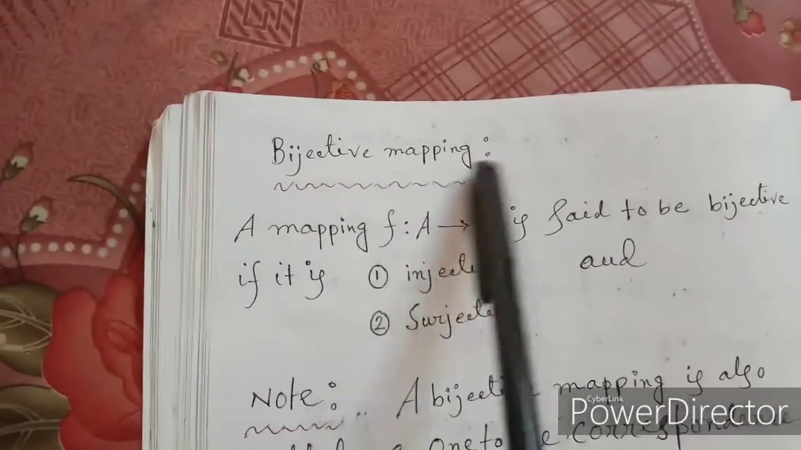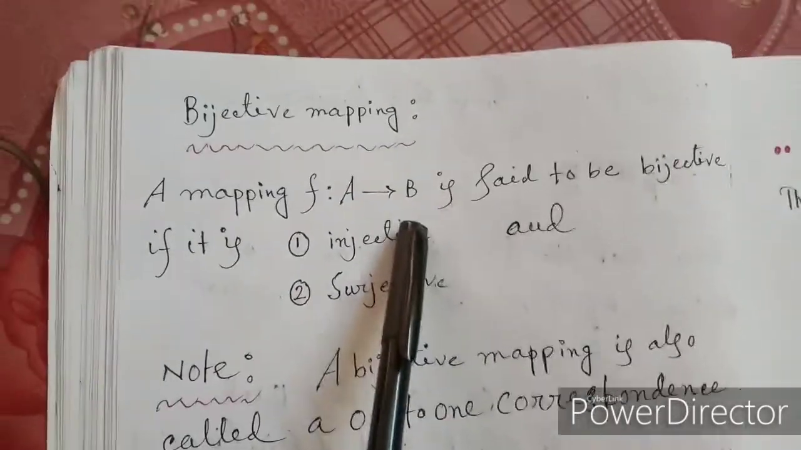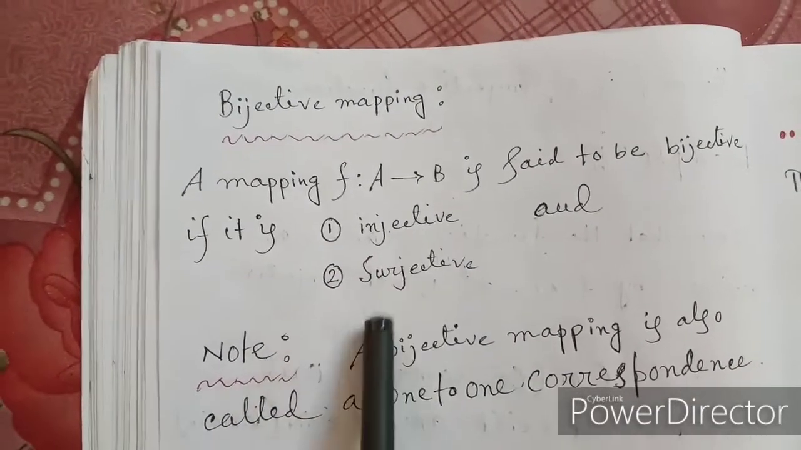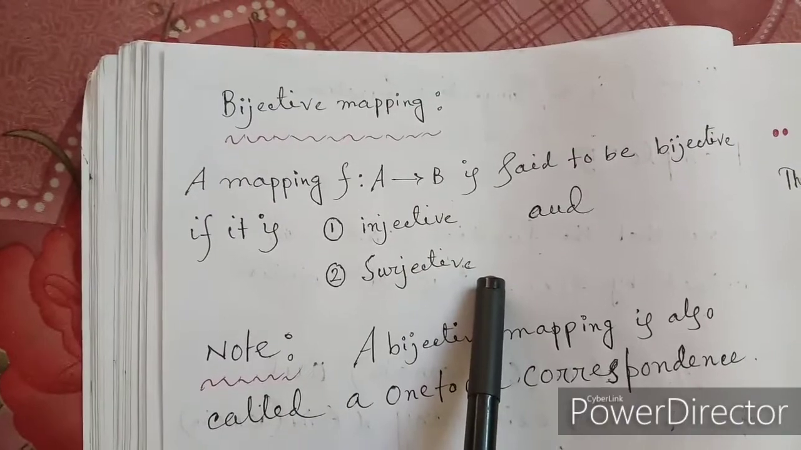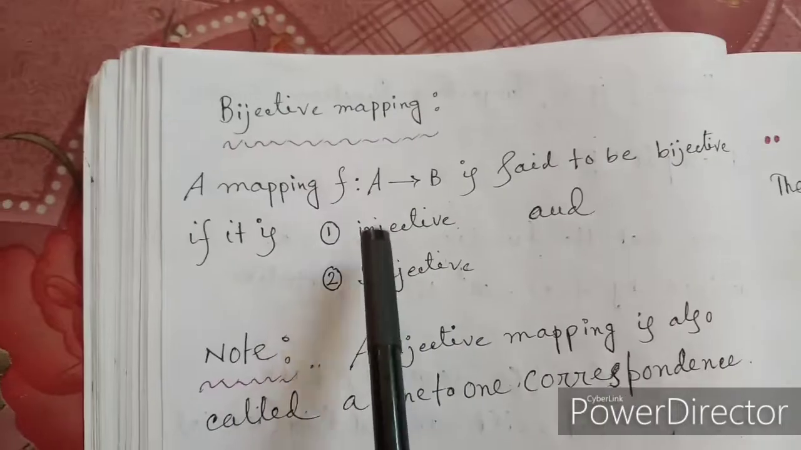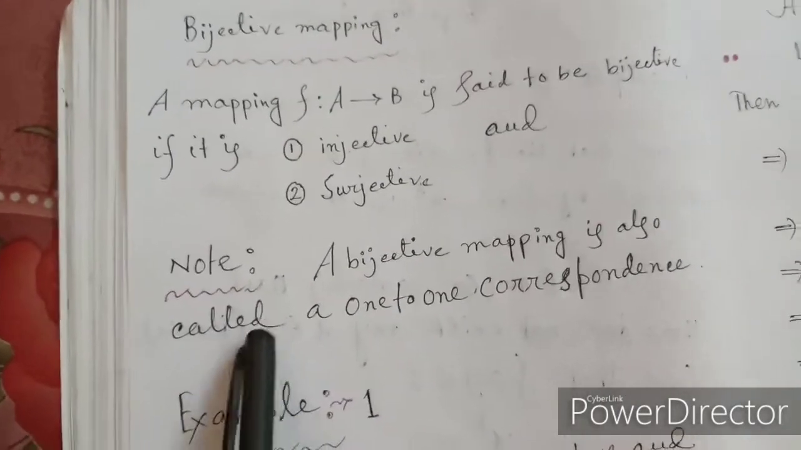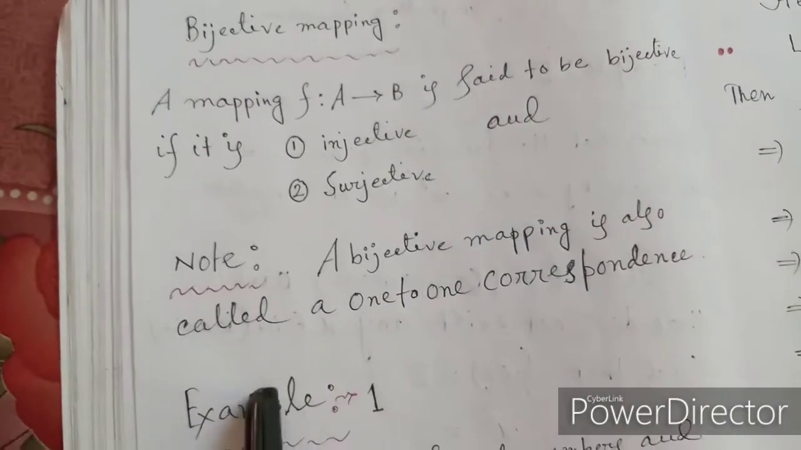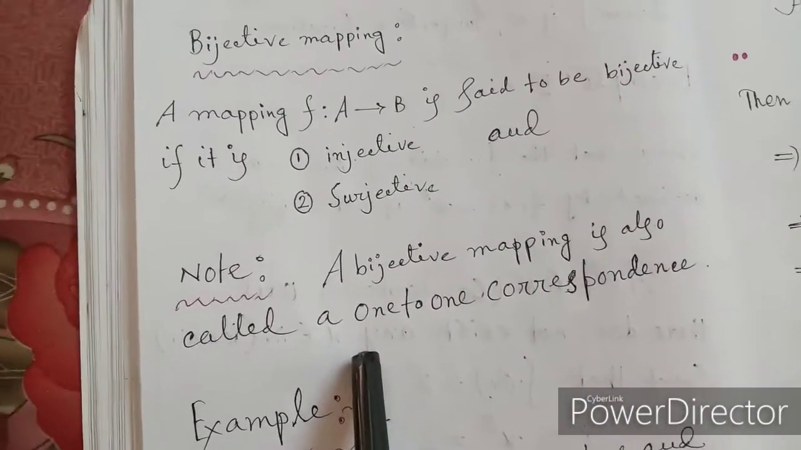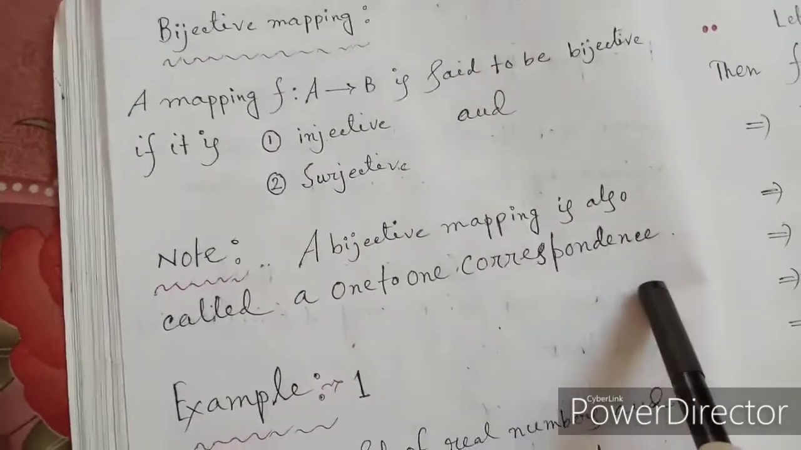So now, bijective mapping. A mapping f from A to B is said to be bijective if it is number 1 injective and number 2 surjective. That means if a mapping is bijective, then it should be injective as well as surjective. Sure? Note, a bijective mapping is also called a one-to-one correspondence. Instead of bijective mapping, we can use the words one-to-one correspondence.